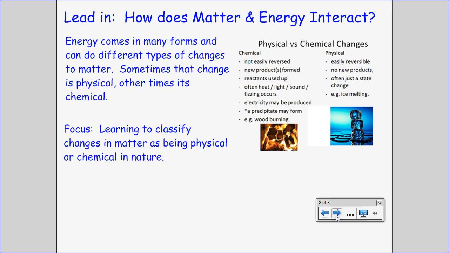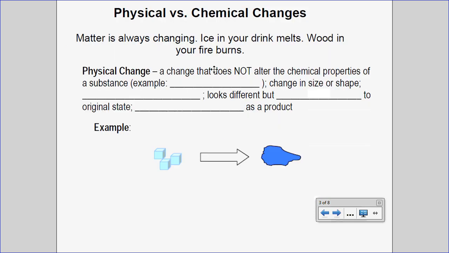Okay? So let's check out the notes. So matter is always changing. Ice in your drink melts, wood in your fire burns. It's kind of like how the universe runs the show. Matter changes. Physical changes are the simplest type of matter change, and it's a change that doesn't alter the chemical properties of that substance.